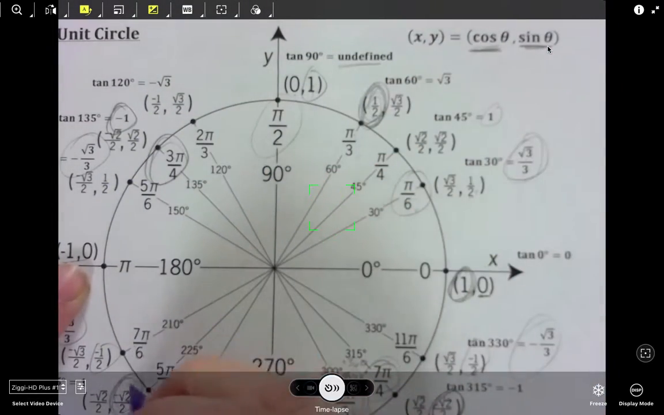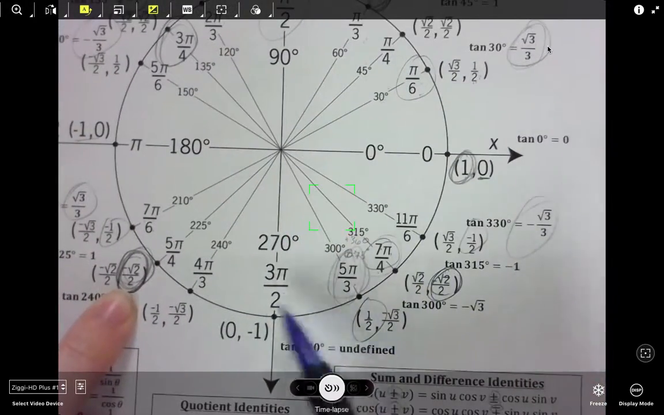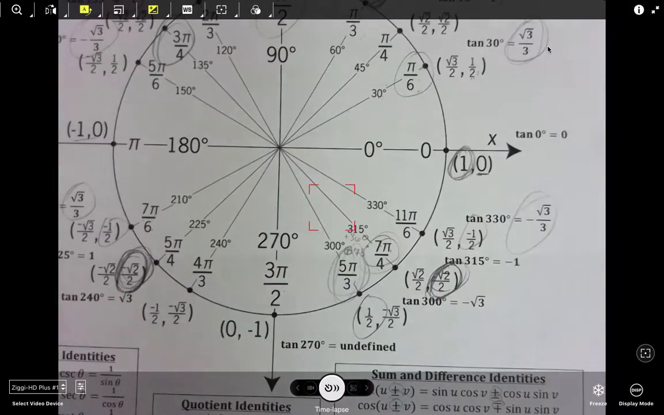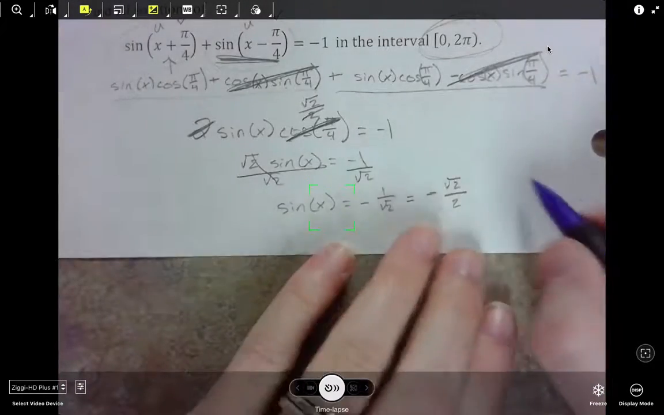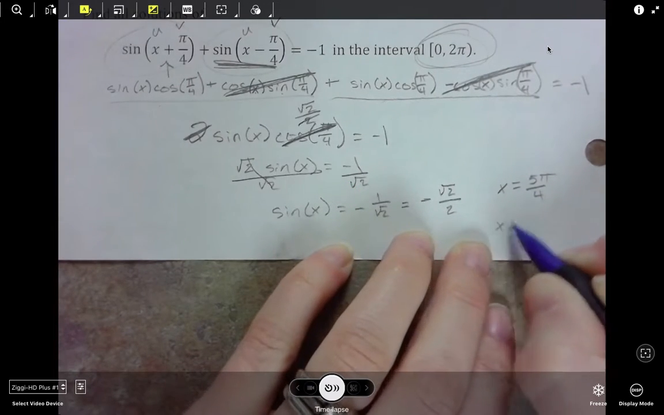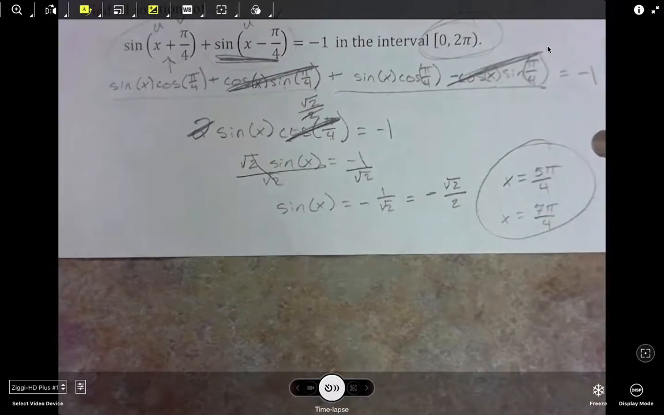Right here, 5 pi over 4 is where it occurs, negative square root of 2 over 2. And if I keep going, the y-coordinate at 7 pi over 4 is negative square root of 2 over 2. So x is going to be equal to 5 pi over 4, and x is equal to 7 pi over 4. And those are my two answers. Okay, there you go.